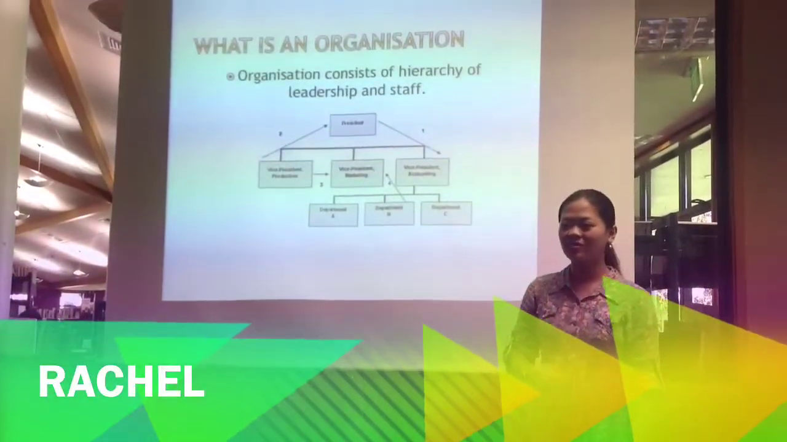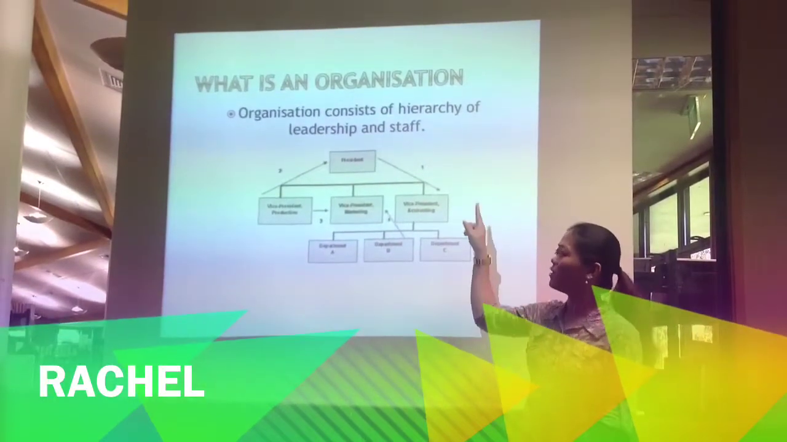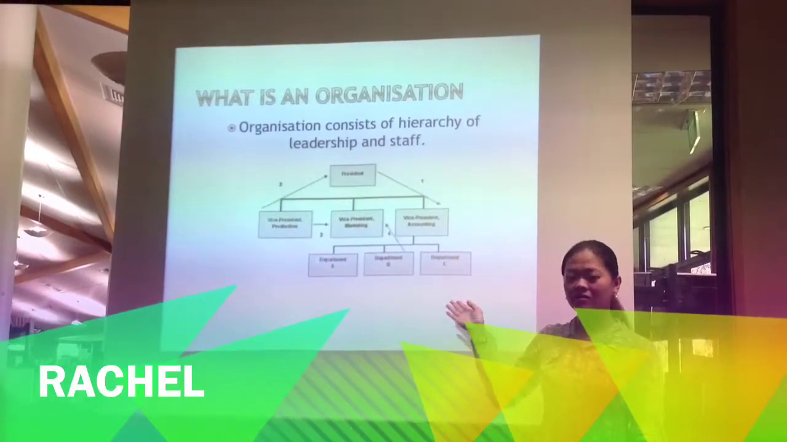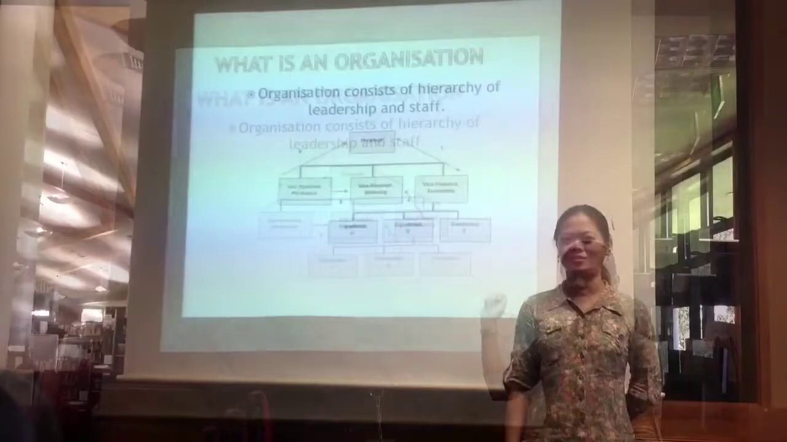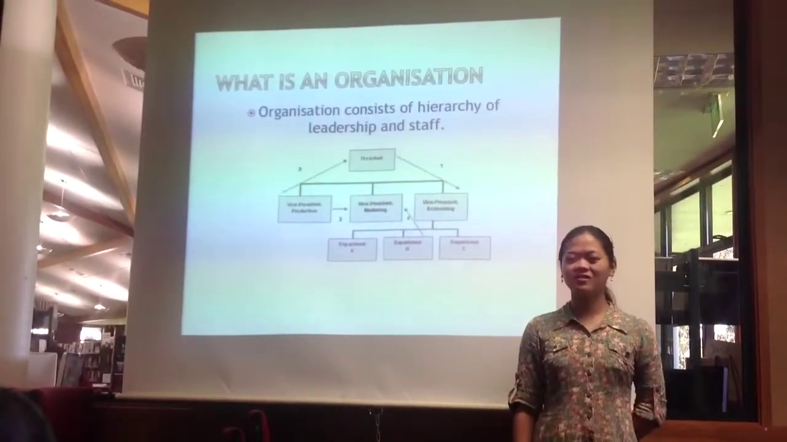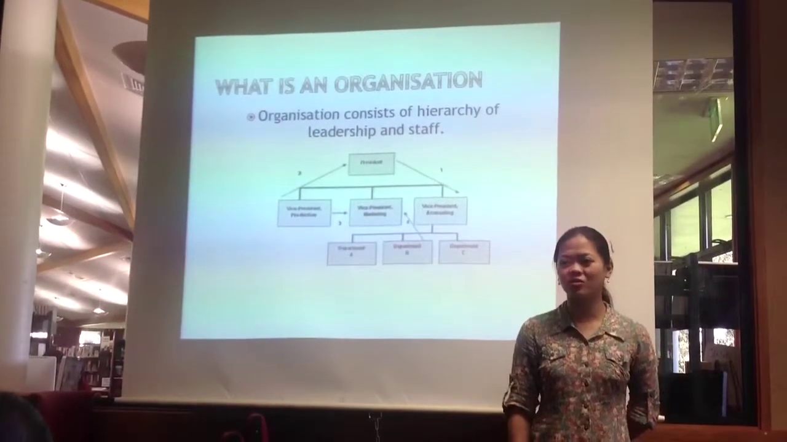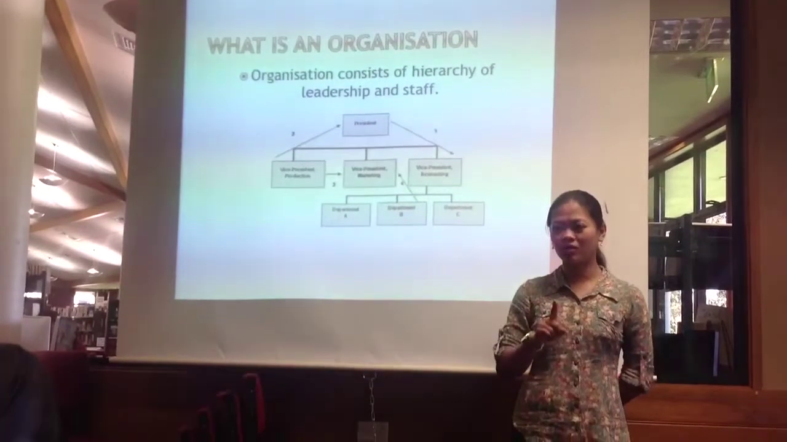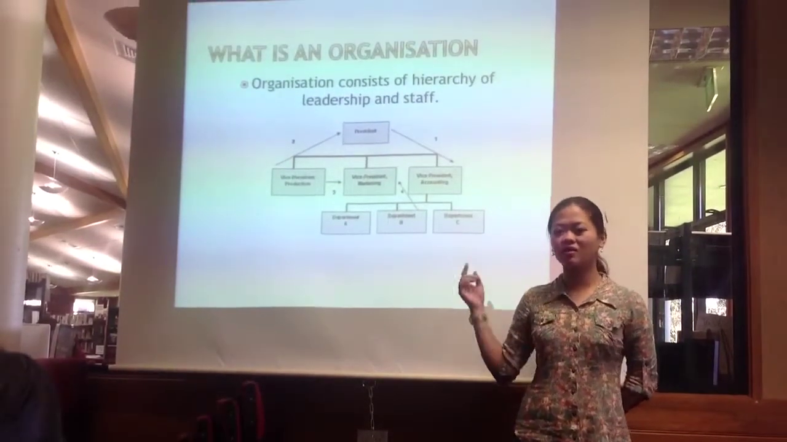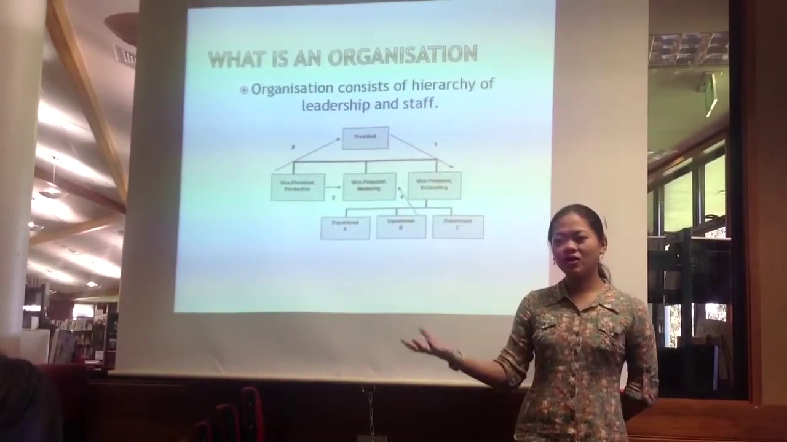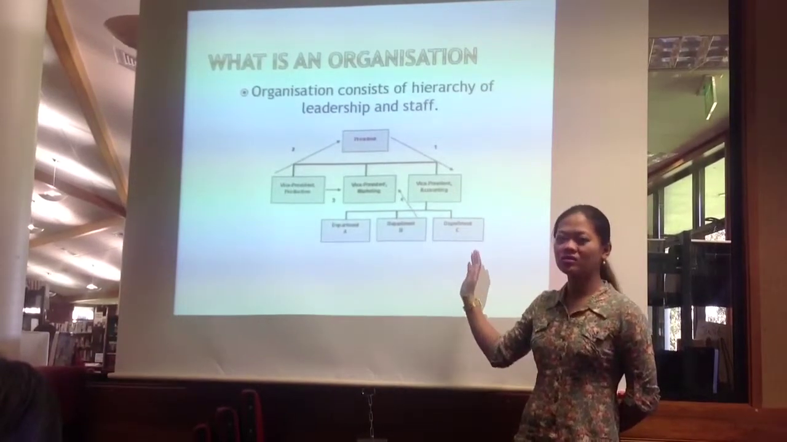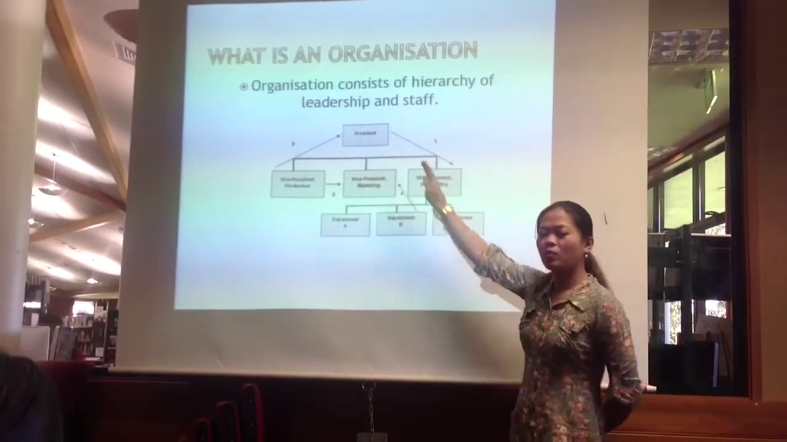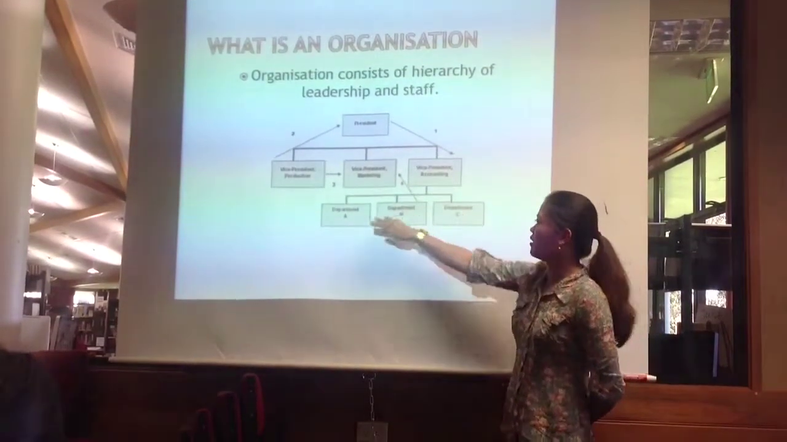Hi, my name is Rachel, and I'm here to discuss what an organization is. So an organization consists of a hierarchy of leadership and staff. A hierarchical organization is an organizational structure where every entity in the organization except one is subordinate to a single other entity. In an organization, the hierarchy usually consists of a singular or a group of power at the top with subsequent levels of power beneath them.